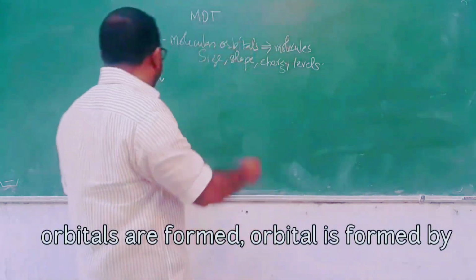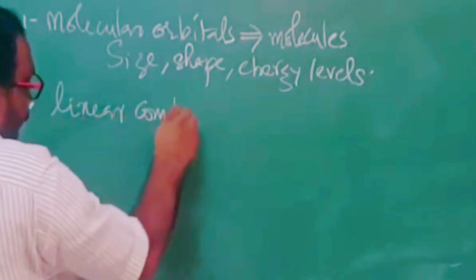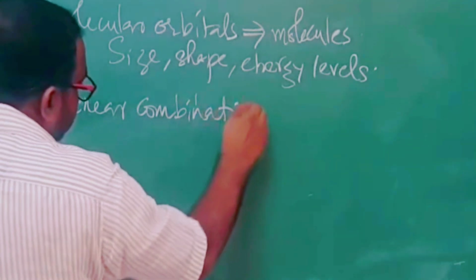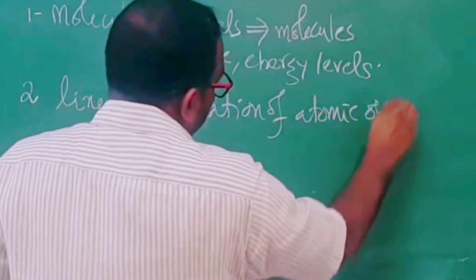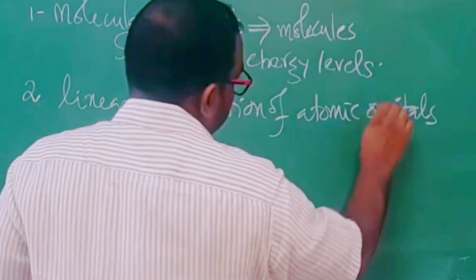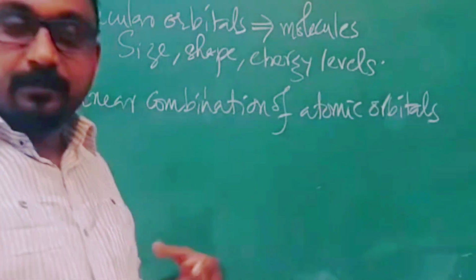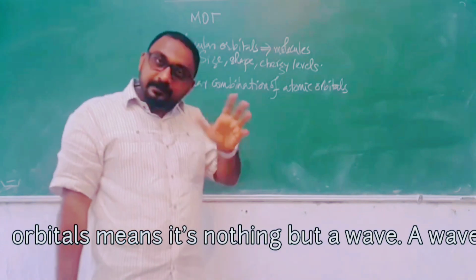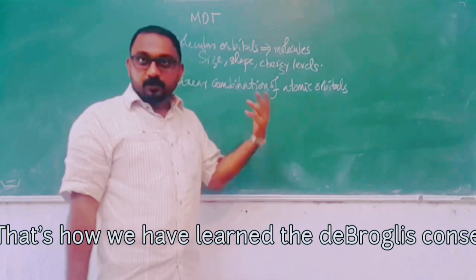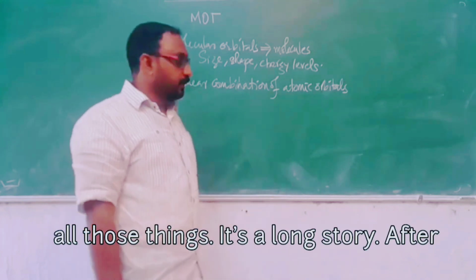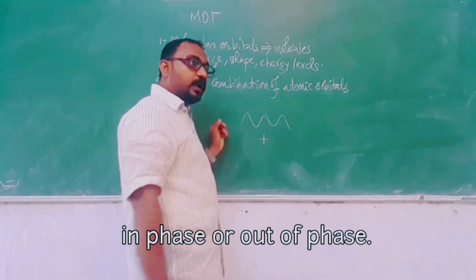A molecular orbital is formed by linear combination of atomic orbitals. Actually, an atomic orbital is nothing but a wave. We have learned de Broglie's ideas and all those things. If you take two waves, they could be in phase or out of phase.